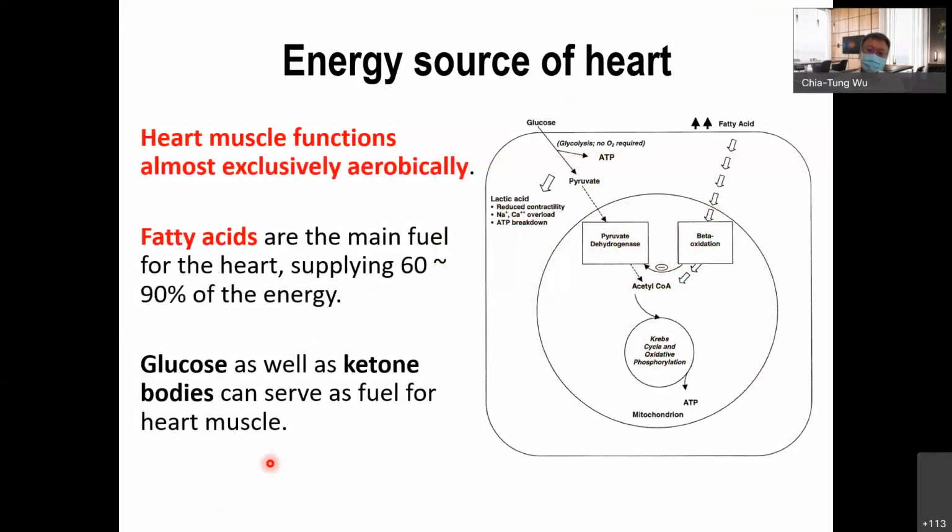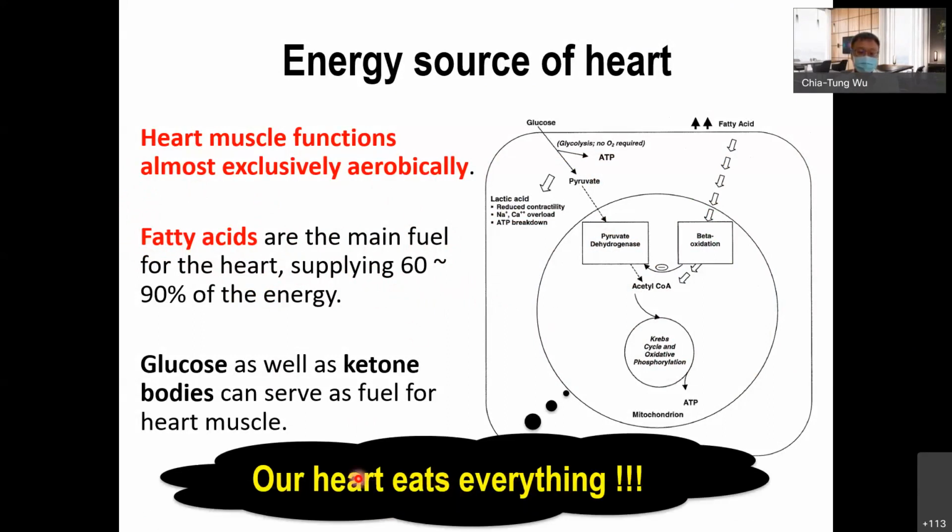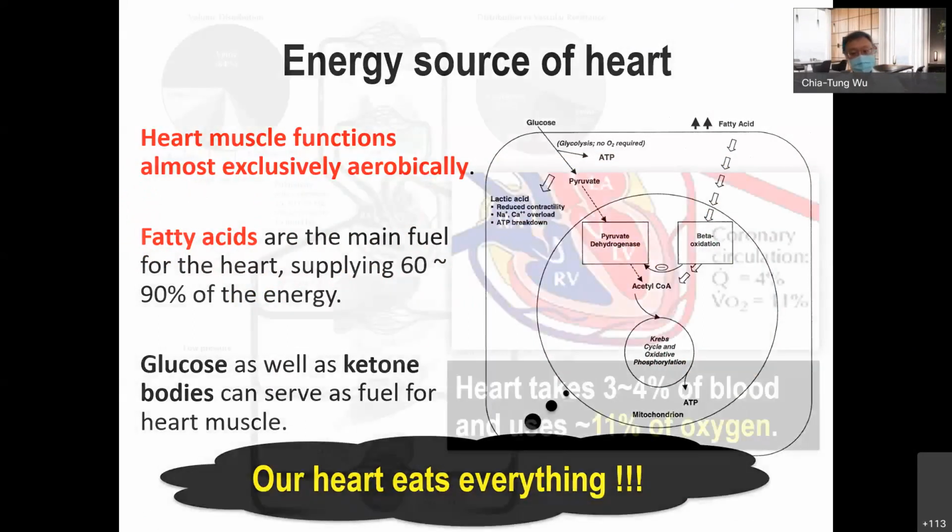This is the energy source of the heart because our heart beats all the time. So our heart takes everything it can. But at the resting stage, the main fuel source for the heart, remember, is fatty acid, supplying about 90% of the energy. But when the heart beats faster, it needs everything. So we can also use glucose. We can use ketone body as the energy for our heart. So our heart uses every energy source in the blood.